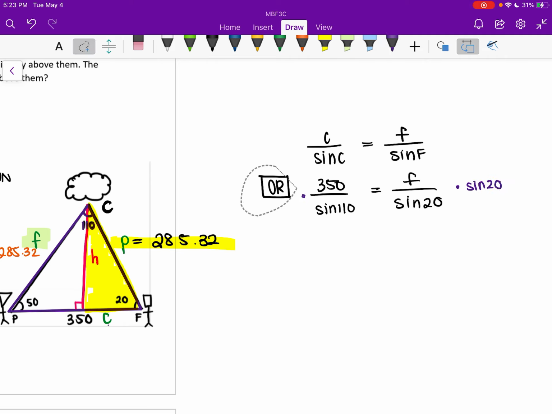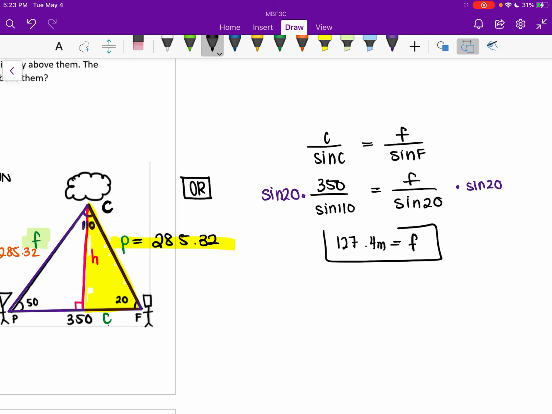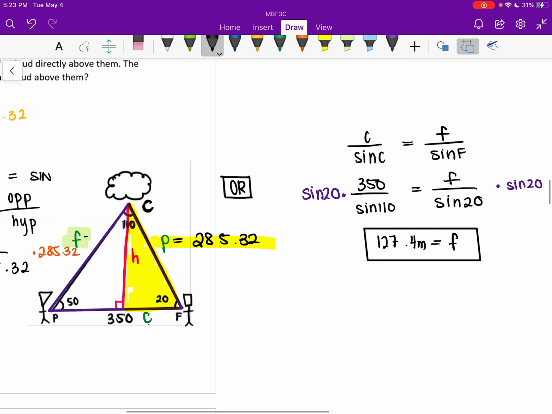Sorry, I'm just going to move this or. And now I'm left with 350 divided by sine 110, multiplied by sine 20, which is going to give me roughly 127.4. So I know that side F is equal to 127.4 meters, and I'm just going to go write that in here.